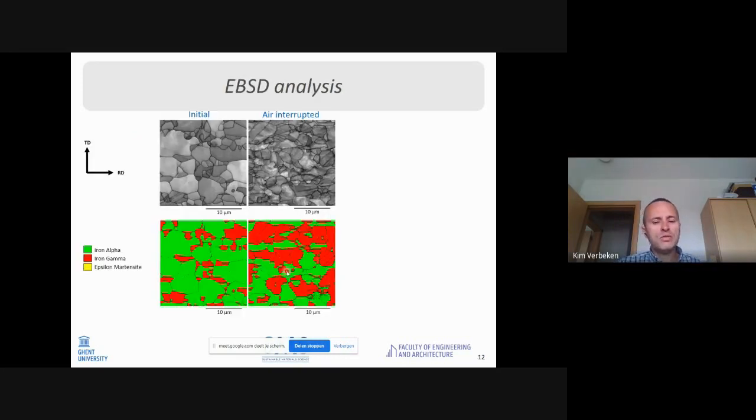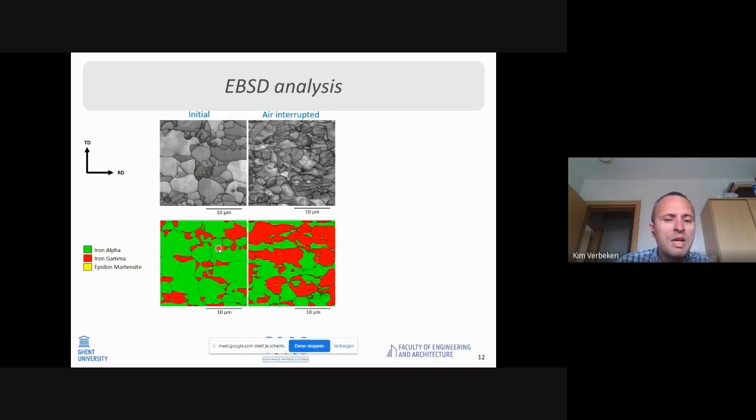And this is the result of this EBSD analysis. So here you see the image quality maps, which give you an idea about the band contrast, so how good the diffraction pattern is. And then here you have a phase map.